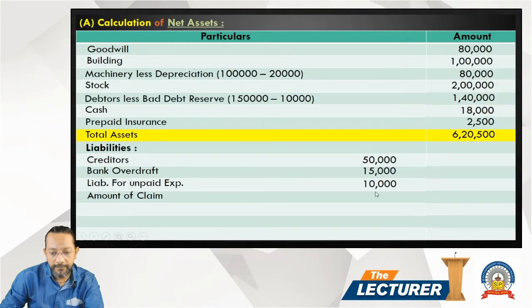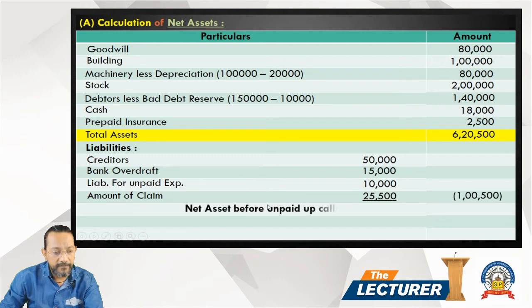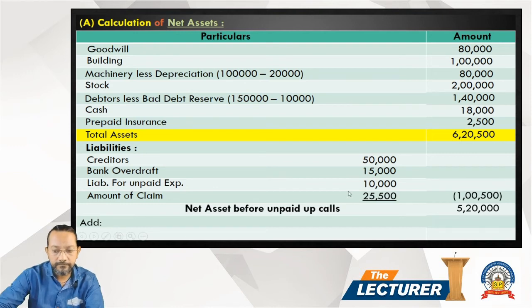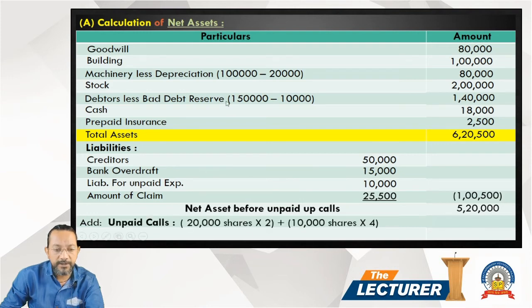So amount of claim and total 1,500,000. So net asset before unpaid call is 120. Add unpaid call, which is 20,000 shares into 2.